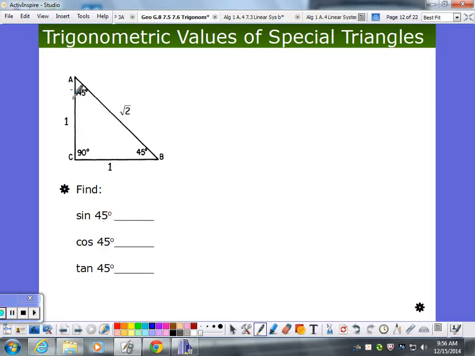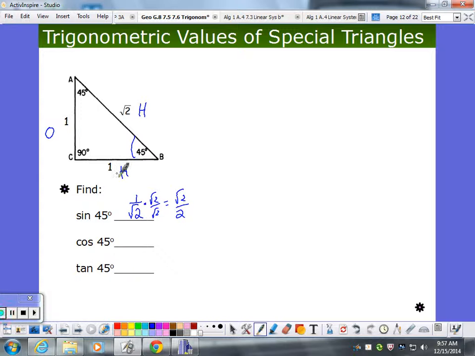So to find the sine of 45 degrees, if you have this kind of triangle, here's my hypotenuse. It doesn't matter which angle you pick because they're both the same. So I'm picking that one, opposite over hypotenuse, 1 over square root 2. I want to rationalize that. I'm getting square root 2 over 2. Sine of 45 degrees is square root 2 over 2.